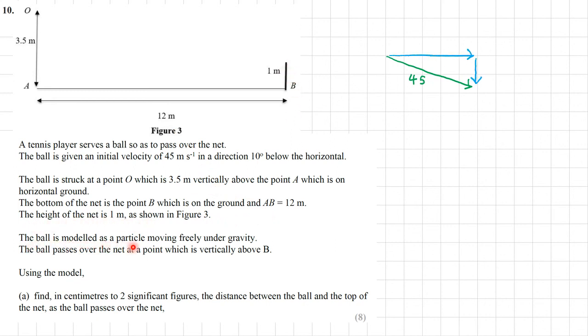The ball is modelled as a particle moving freely under gravity. The ball passes over the net at a point which is vertically above B. Using the model, find in centimetres, to two significant figures, the distance between the ball and the top of the net as the ball passes over the net. So the path of the ball is going to be something like this.